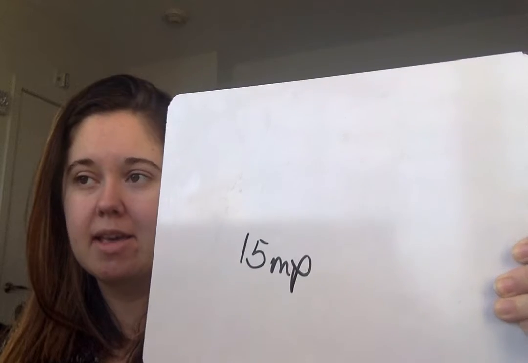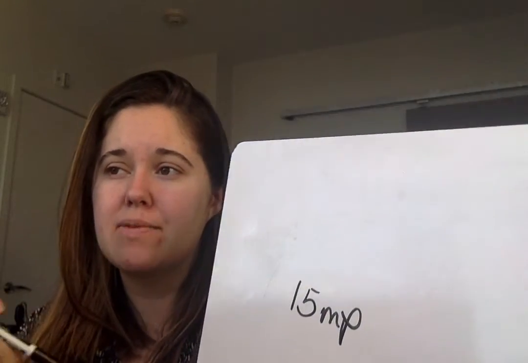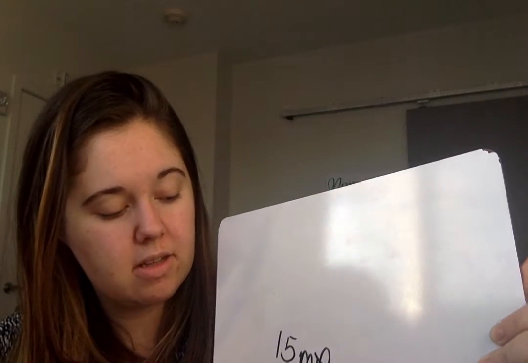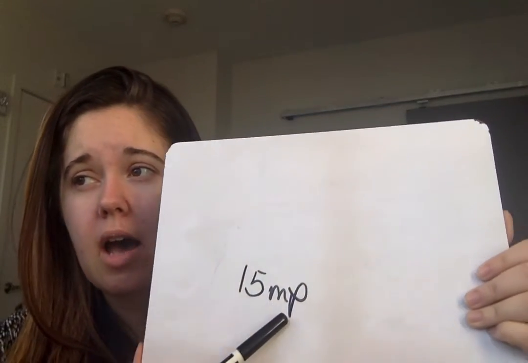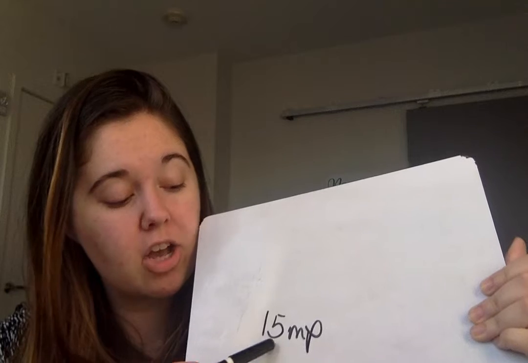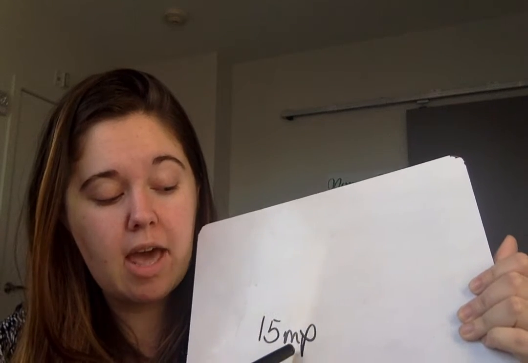15 MP. Now in this case, 15 is the coefficient. M and P are both variables. So 15 is a coefficient and a factor. M and P are variables and factors. 15MP is the product, and it is also the term.